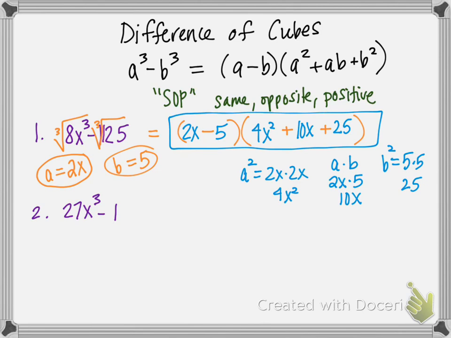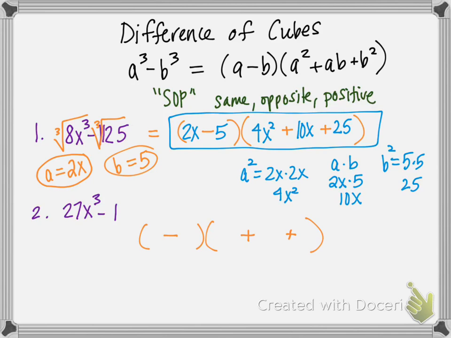So for the last one here, again, I notice that there's two terms, a minus sign in between them, and I could take the cube root of each term. So the factored form, I have double parentheses. First parenthesis will have two terms, the second will have three. The signs follow the pattern. Same sign as the original, opposite sign as the original, and then positive.